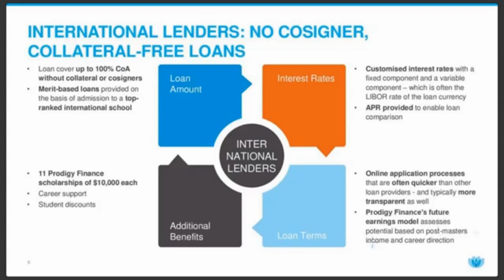And finally, of course, additional benefits. For those of you who didn't know, Prodigy Finance gives out 11 scholarships every year of $10,000 each. Of course, it's competitive, but everyone who gets a loan from Prodigy Finance can apply. If you were to be the recipient of one of these scholarships, it's essentially waived off from your loan outstanding, which means suppose your loan outstanding was $50,000. In the very next month after you receive the scholarship, your loan outstanding will be $40,000. So that's how the loan award works.